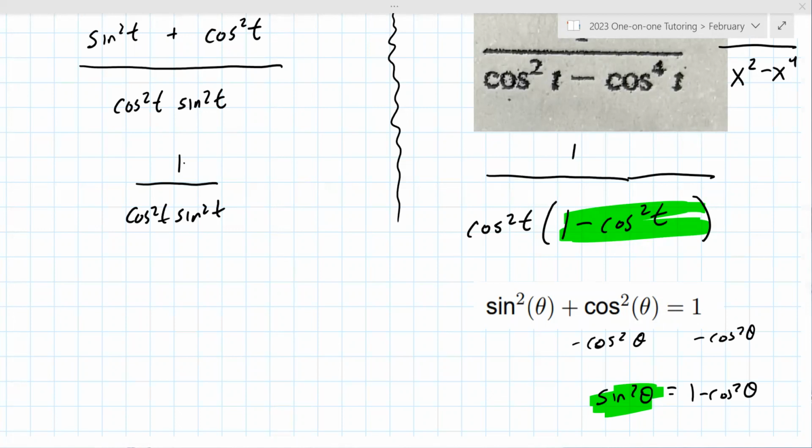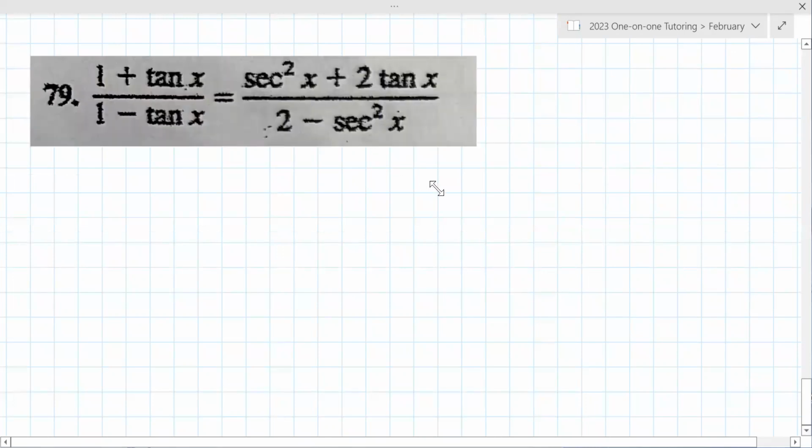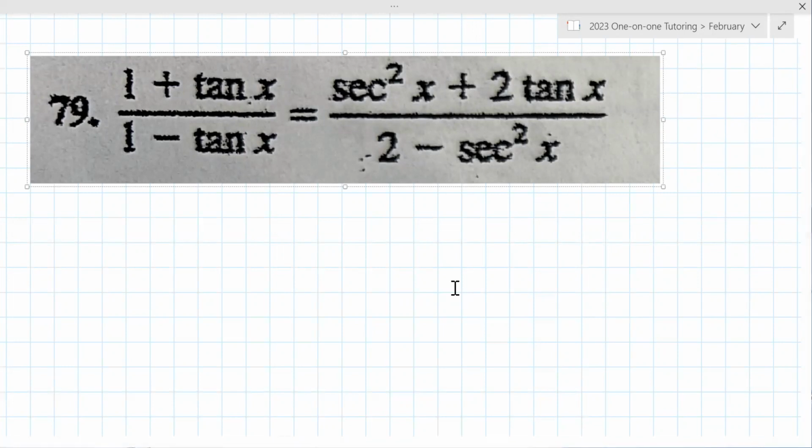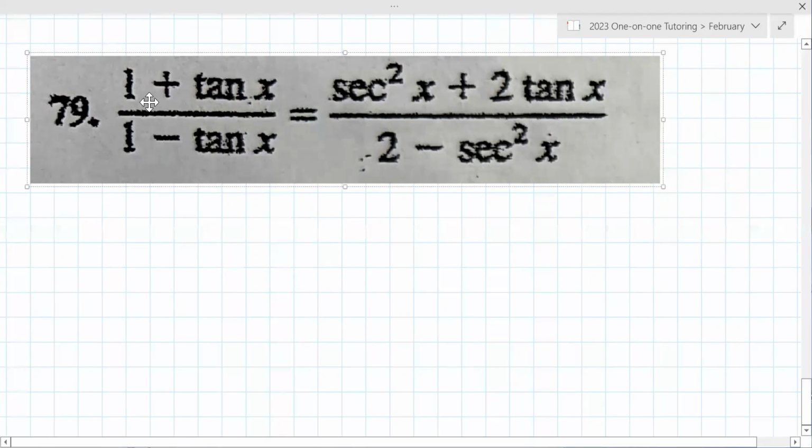How about 79? Sure. Okay, so here's 79. I think there is a side that's more complicated. Which one would you express as being more complicated? Probably the right side. Yeah, I agree. Even though for this 1 minus tangent x over 1 plus tangent x we know what to do there, it's more about which one is more complicated.